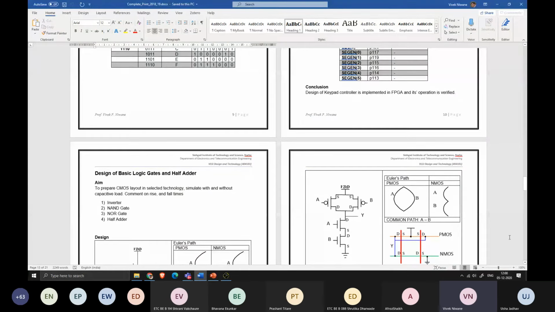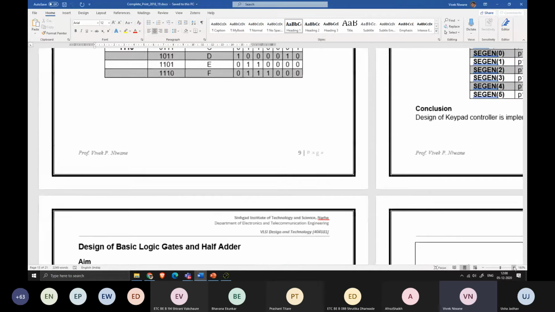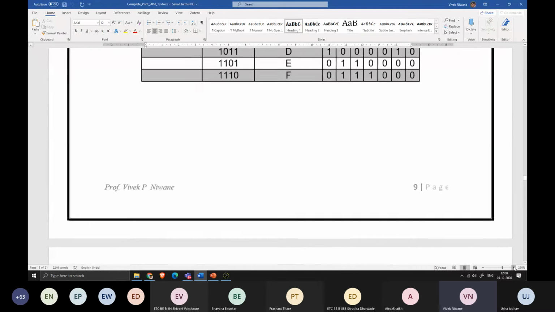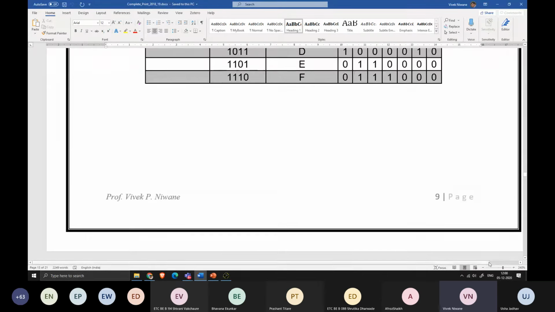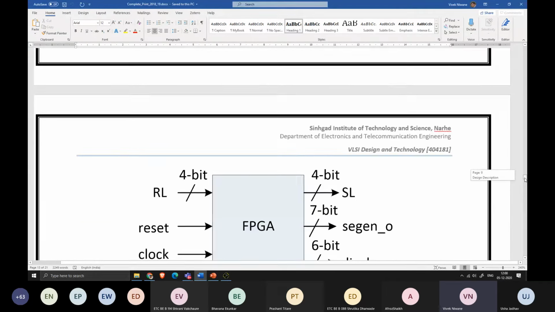Okay, can you see this document? Let me zoom in a little. Can you see the Word document? Yes, sir. Great.